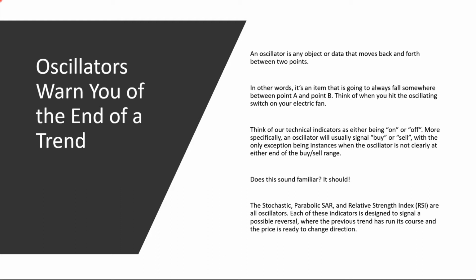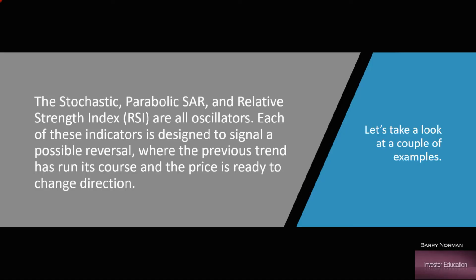More specifically, an oscillator will usually signal buy or sell, with the only exception being instances when the oscillator is not clearly at either end of the range. Now, oscillators spend most of their time between the boundaries, where they're not telling you anything. Like for instance, stochastics or RSI, we have boundaries, and it might be 80-20 or 75-25, but when the oscillator is calculated as falling in those zones, it's telling you absolutely nothing. It's when it goes above the 75 or the 80 point or below the 20 that it is telling you the market is overbought or oversold.